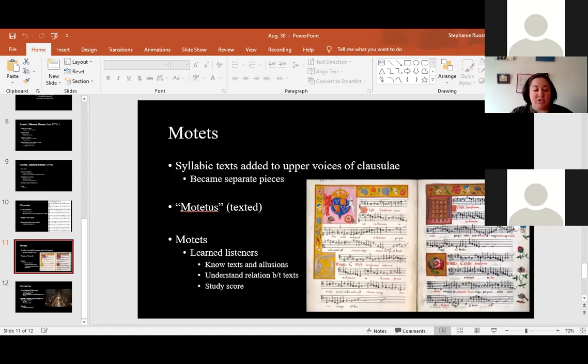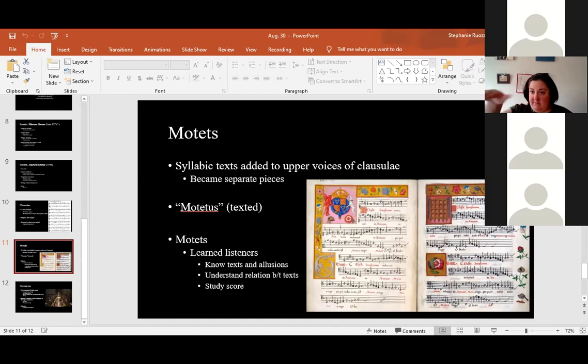So for instance, if my original chant has something to do with the Blessed Virgin, then I might have a motet text above it that's like some kind of love song to a fair maiden. And then you're supposed to relate the love song of the fair maiden to devotion to the Blessed Virgin. And so you relate the added text to the original chant text. And you had to be very learned and literate to understand how those texts inform each other.